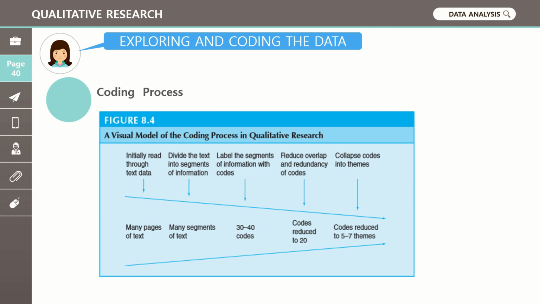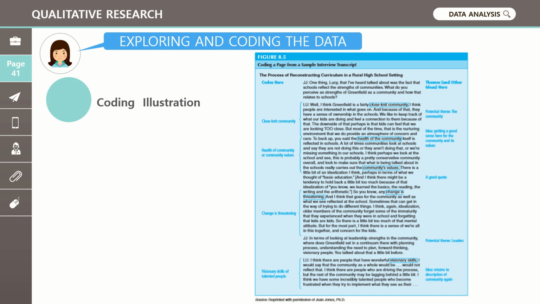And then you must collapse codes into themes, and you will get codes reduced to 5 to 7 themes. So it must still be confusing for you. So let's jump to the illustration. In this illustration, you can see that there is a text about the process of reconstructing curriculum in rural high school settings. On the left-hand side, you will see all of the quotes that you will get from this passage. And on the right-hand side, you will see the themes and other ideas.